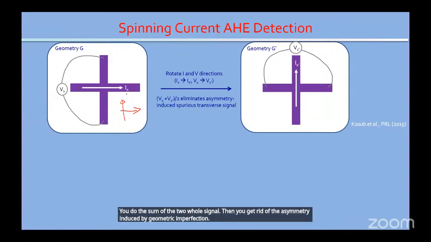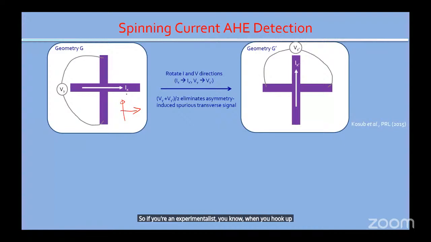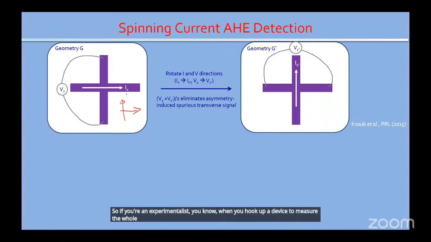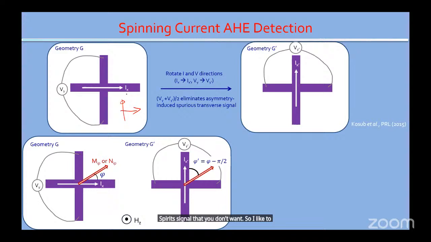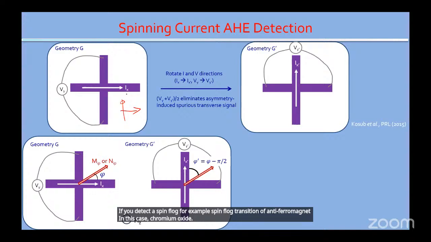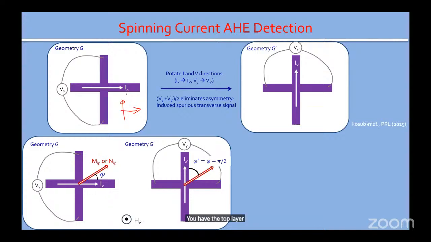If you're an experimentalist, you know that when you hook up a device to measure the Hall effect, even though you think your device is symmetrically defined, you always have some non-zero signal. But by doing this, you can get rid of that spurious signal that you don't want. I'd like to generalize this technique one step further. If you detect a spin flop transition of an antiferromagnet, in this case chromium oxide, you have the top layer moment transition from up to horizontal, the vertical direction to horizontal.